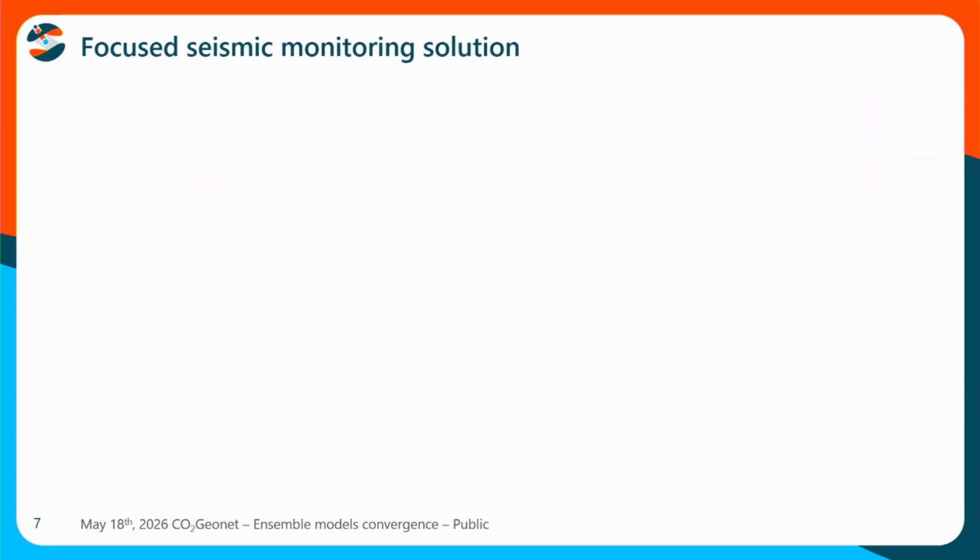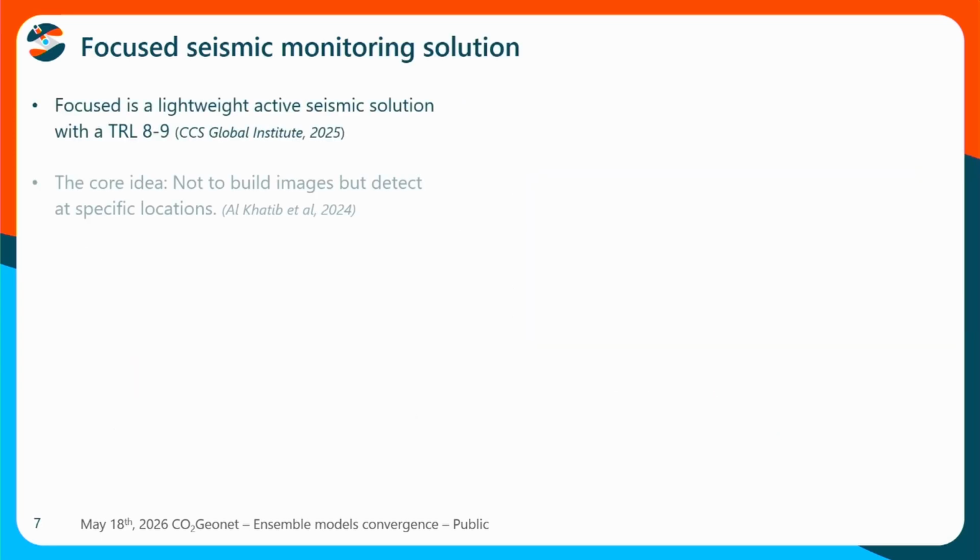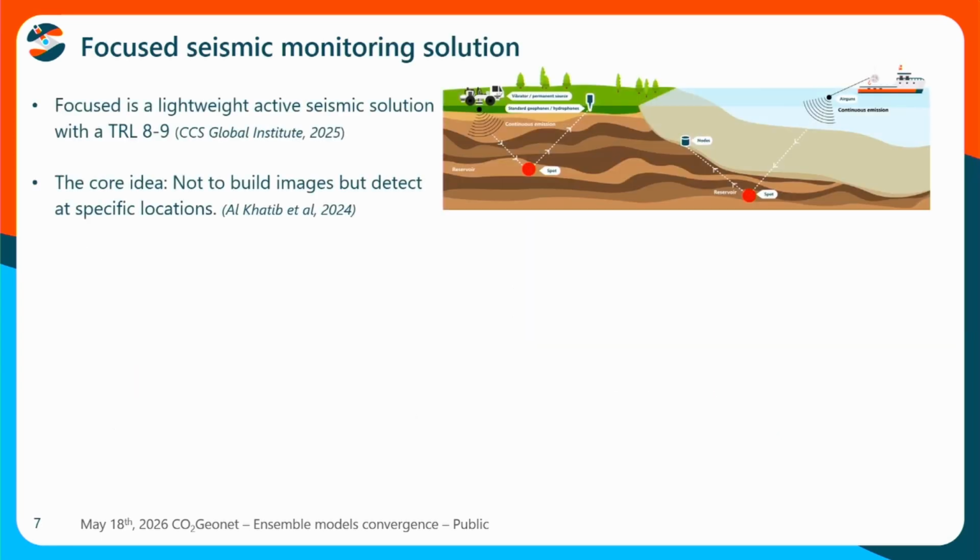So let's see how we can reduce this scope of uncertainties that you can see on the right side of the slide. To do that, we will use the sparse seismic methodology that is called the focused seismic solution. I will just remind quickly what the focused seismic is. It's a lightweight active monitoring solution, and the key idea is that we are not trying to build an image of the subsurface. We are monitoring specific locations in the reservoir by using a few sources and receivers at the surface.